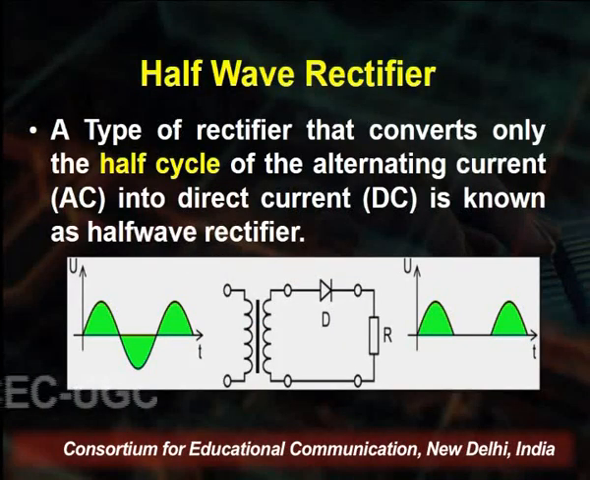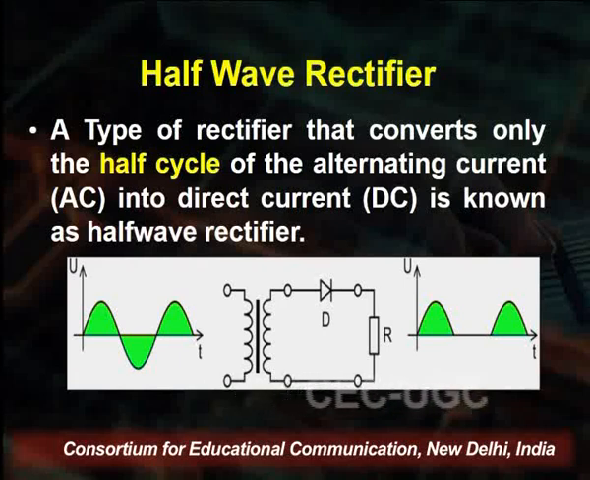So here we see the half wave rectifier. This type of rectifier, which converts only the half cycle of the alternating current into direct current, is known as the half wave rectifier. You see on the screen that on the left hand side it is the AC current.